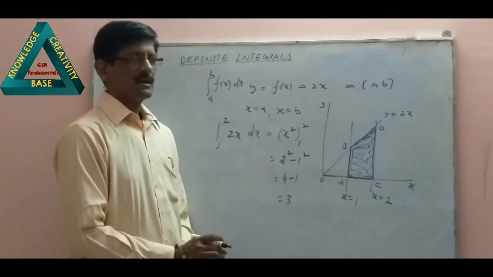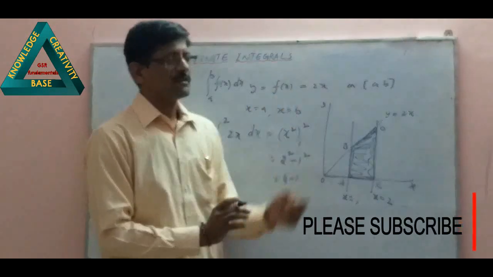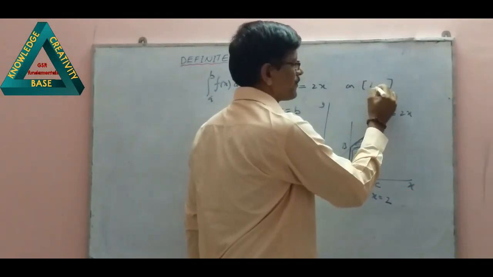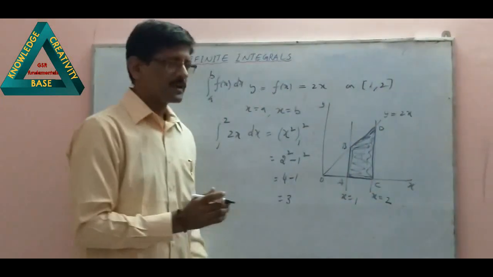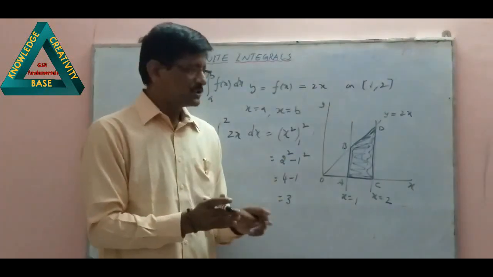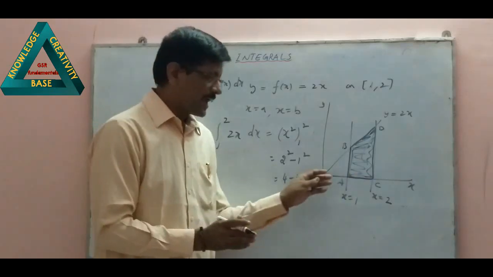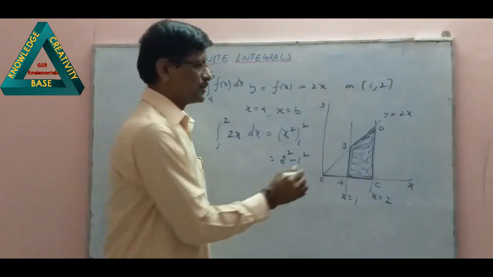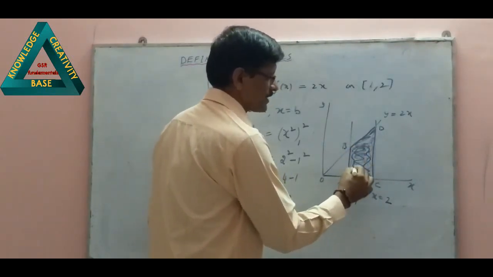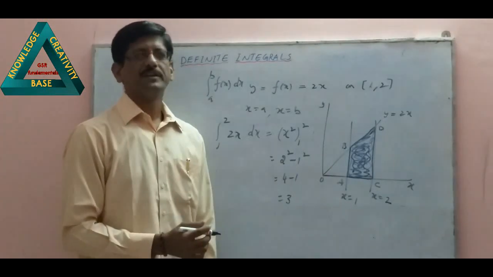This is the meaning of the definite integral. For example, y is equal to f of x on the interval a comma b means 1 comma 2. That means the curve y is equal to f of x enclosed with the lines x is equal to 1, x is equal to 2 and the x-axis. So this region represents the integral from a to b of f of x dx. That is the meaning of the definite integral.